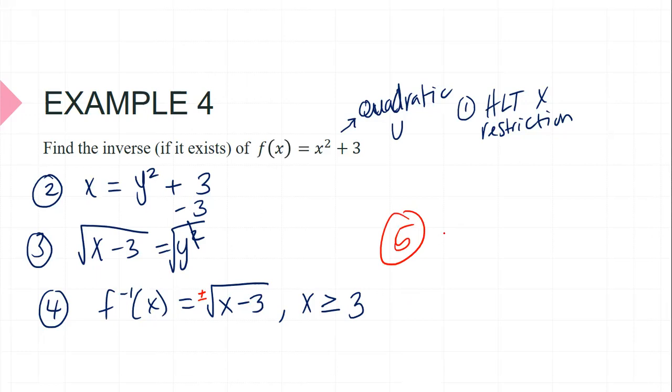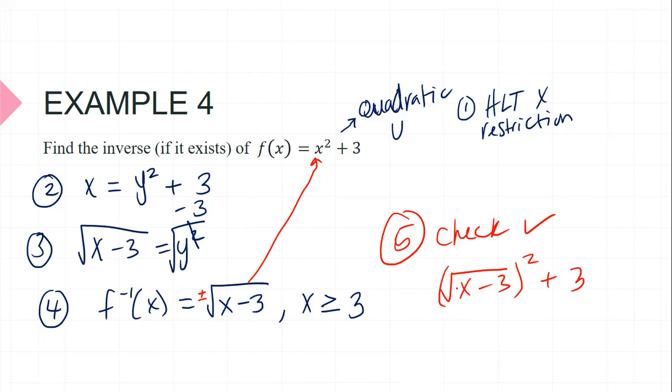Step 5. If I don't believe in myself, what should I do? Check. Does anyone need me to model checking it? Sure. Okay. So checking is I would take this and plug it in for x. So when I take the value I got here, the square root of x minus 3, plug it in for x in x squared plus 3. Well, when you square root, it sets it free. And then what happens to my 3s? They cancel out, and I'm just left with x. So what does that tell me? I'm right. I did it.